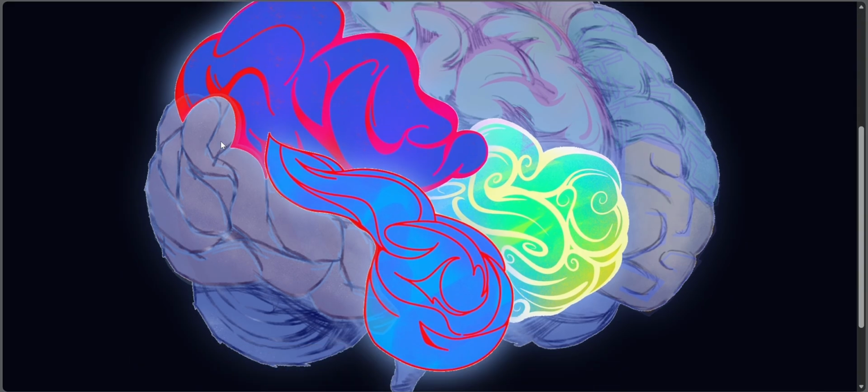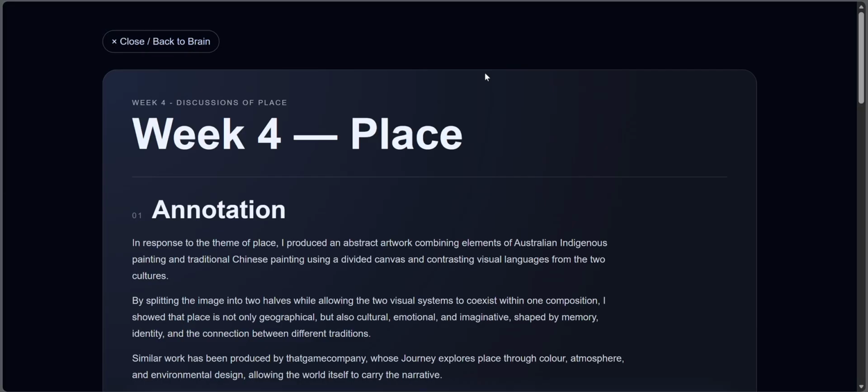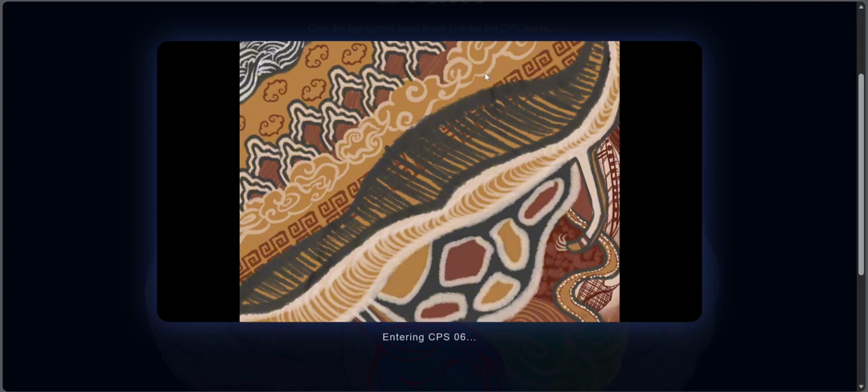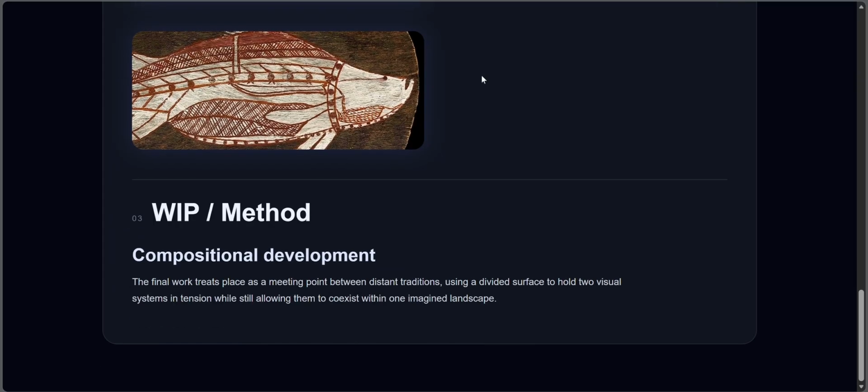In week 4, the theme was place. I created an abstract image that combined Australian indigenous visual language with traditional Chinese painting. Through a divided composition, I wanted to express that place is not only a physical space, it can also be cultural, emotional, and connected to memory.